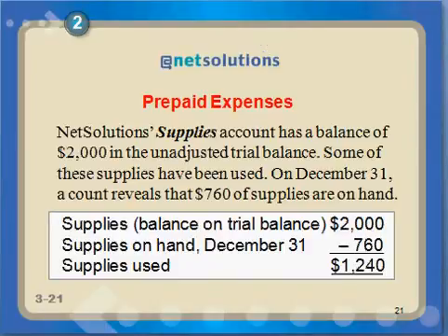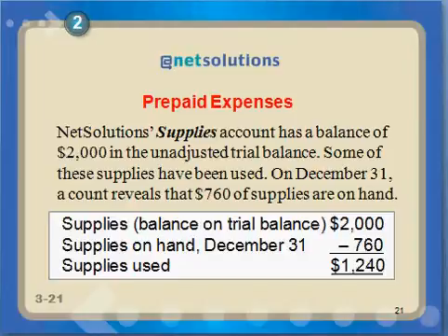Welcome back again. This session we're going to talk about actually how to make those adjusting entries. And the first account that we're going to look at that needs adjustment is the supplies account. In this case we know Net Solutions had a supply balance of $2,000 on the unadjusted trial balance. Of course we know some of those supplies have been used, so what we would do is do a physical inventory. On December 31st, we did our inventory, and we estimated that we had $760 of our supplies still on hand.